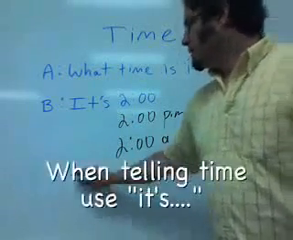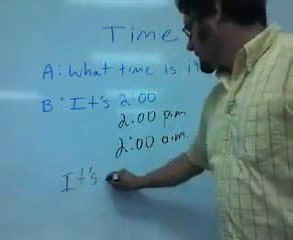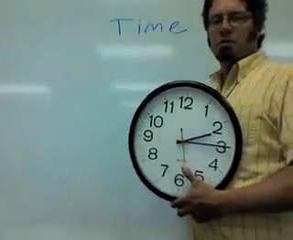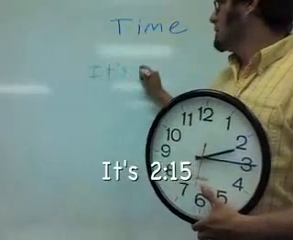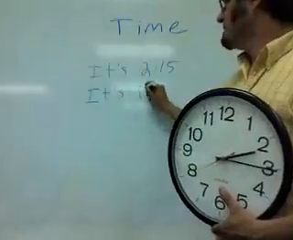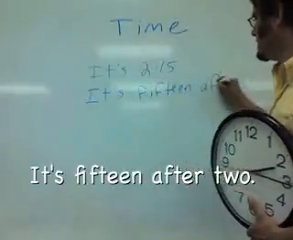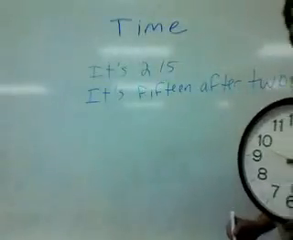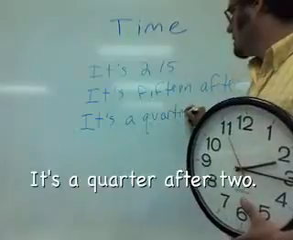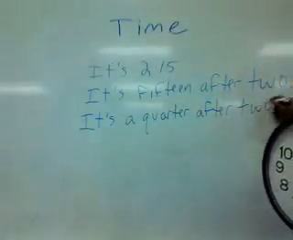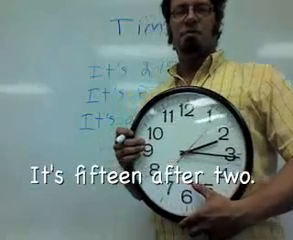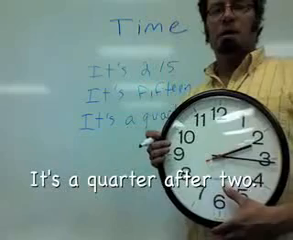Usually when telling time, a person will say it's, and then the time. What time is it? Here you can say it's 2:15 or it's 15 after 2. Or you can say it's 1:15 after 2. It's 2:15. It's 15 after 2, or it's 1:15 after 2.